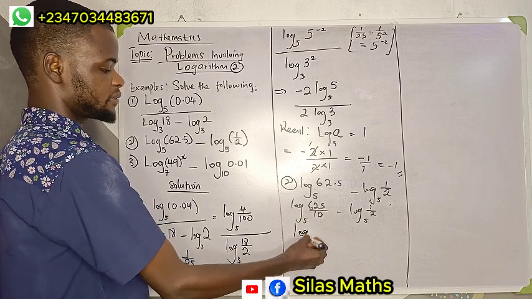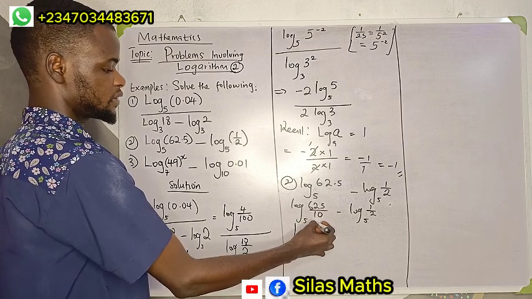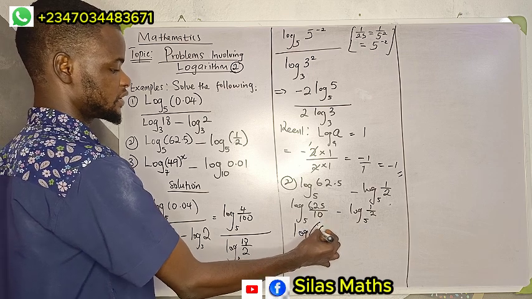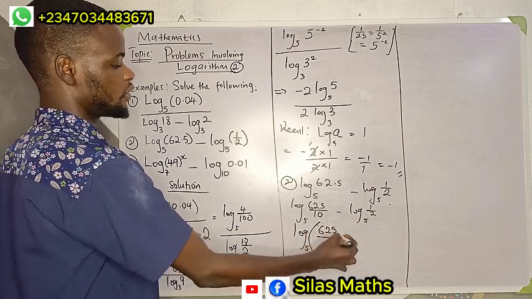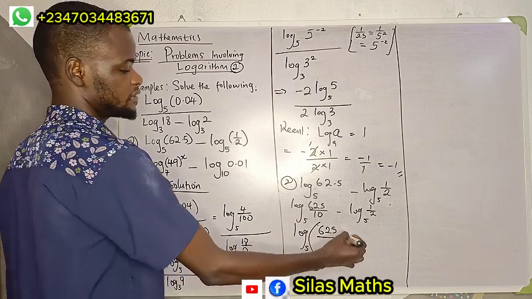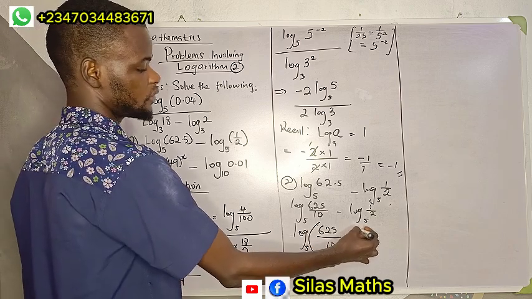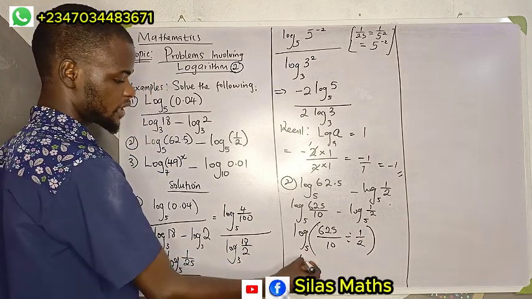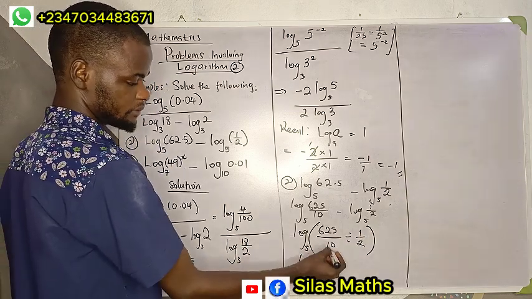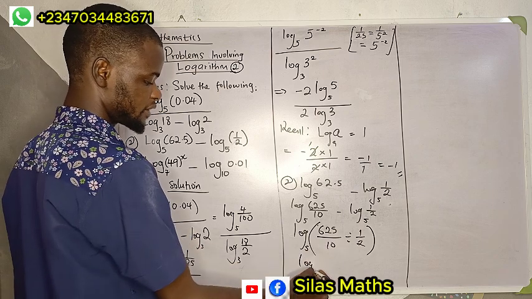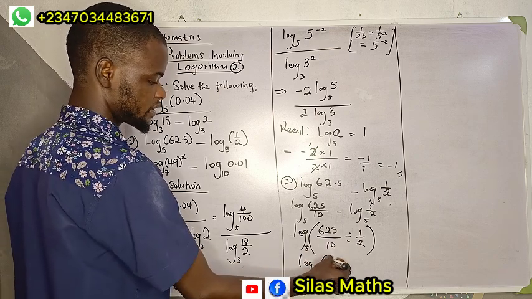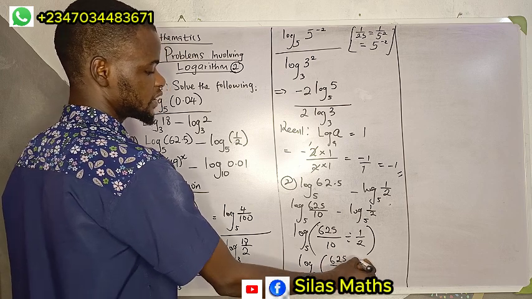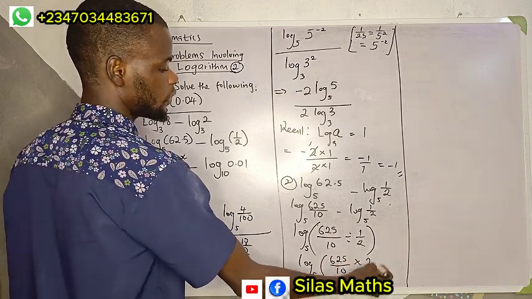So we have this base 5, then we'll carry out division, that is 625 over 10 divided by 1 over 2, since their bases are the same. So solving further, we have log, change the division to multiplication, 625 over 10 times 2 over 1.